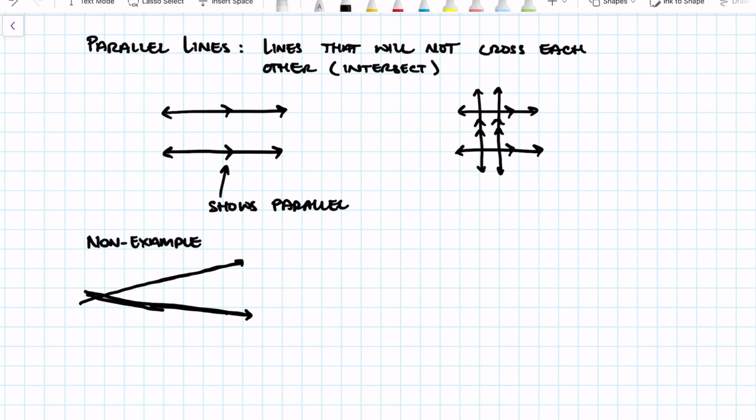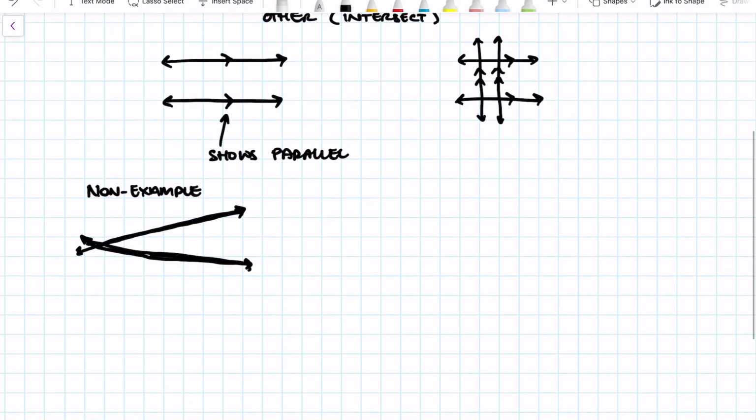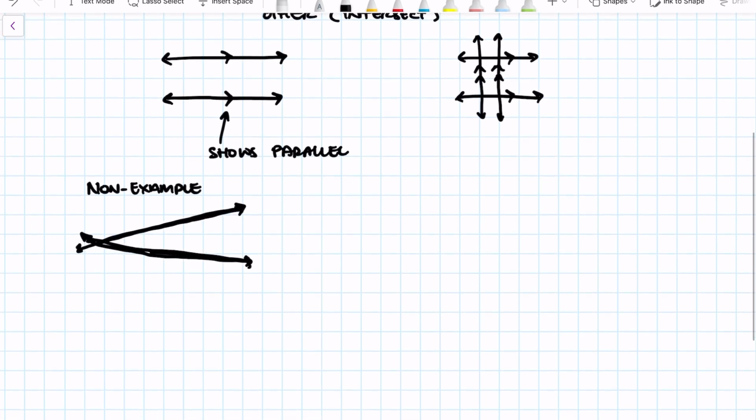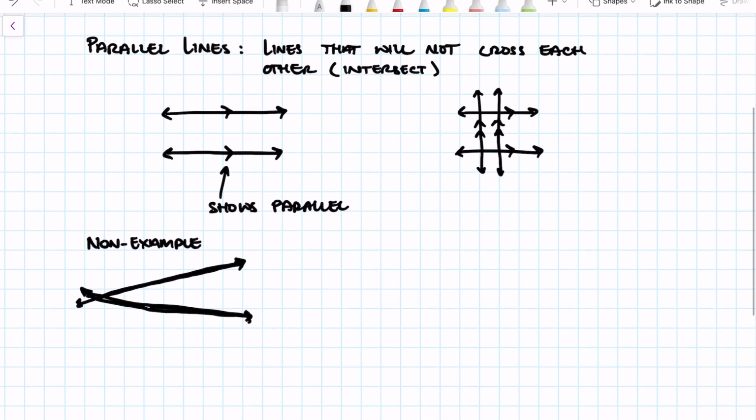Right? So in other words, parallel lines are completely straight lines that are kind of like equal signs, and they will never cross each other at any point. So this right here, it's a little bit bent there. I kind of cheated a little bit, but that is a non-example of a parallel line. So that's the first word that we're going to cover.